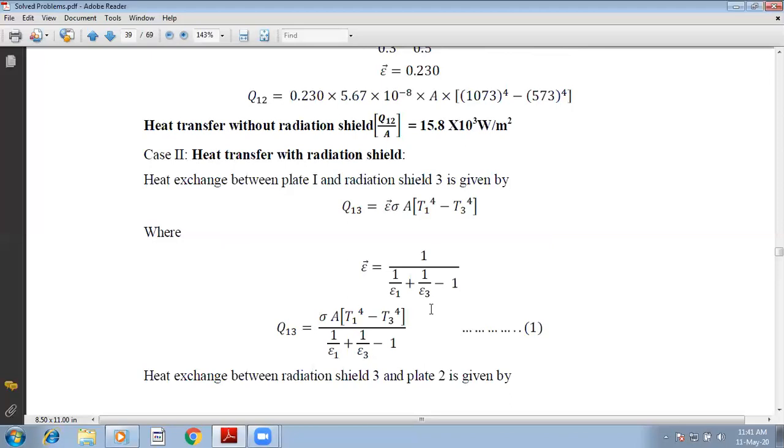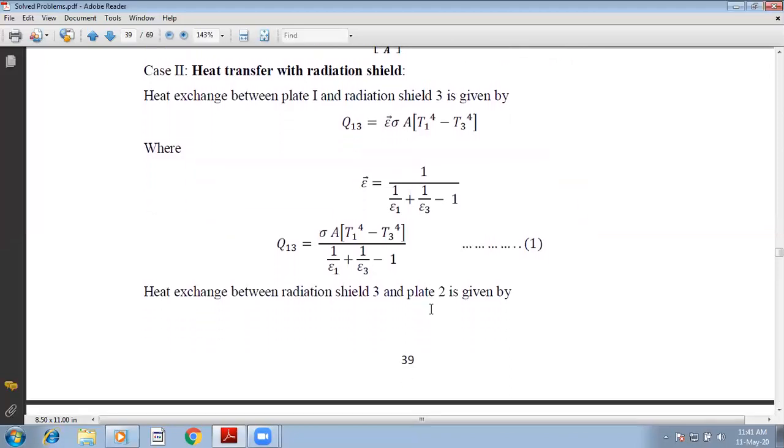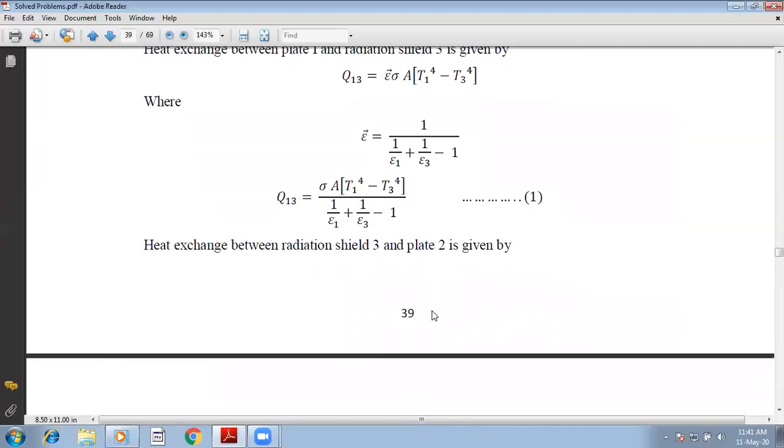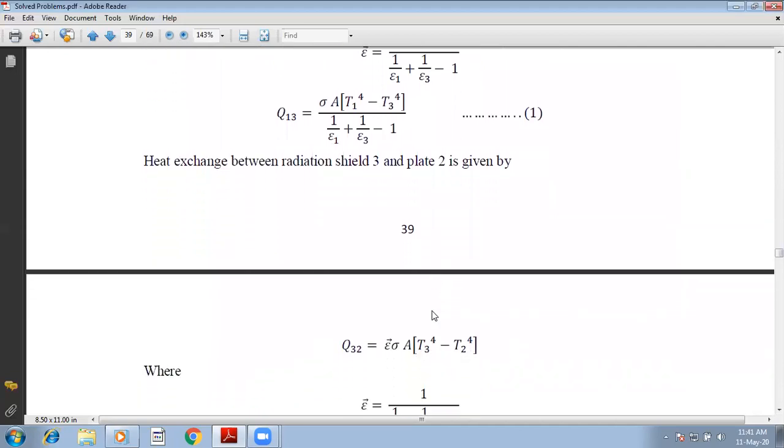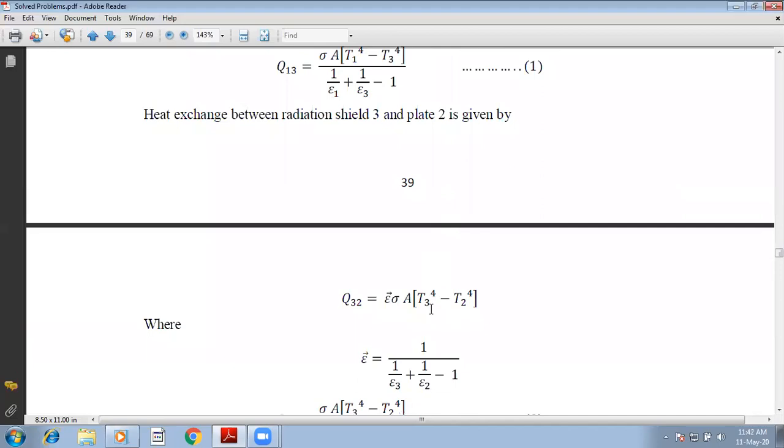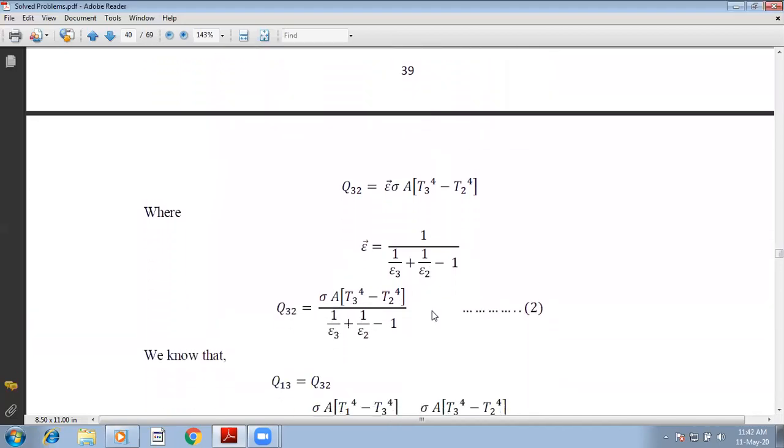In a similar way, the heat transfer between the radiation shield and the plate 2 is given by Q3 to 2 as sigma A into T3 to the power 4 minus T2 to the power 4 upon 1 upon epsilon 3 plus 1 upon epsilon 2 minus 1, where epsilon 3 is the emissivity of the radiating shield and epsilon 2 is the emissivity of the second surface.